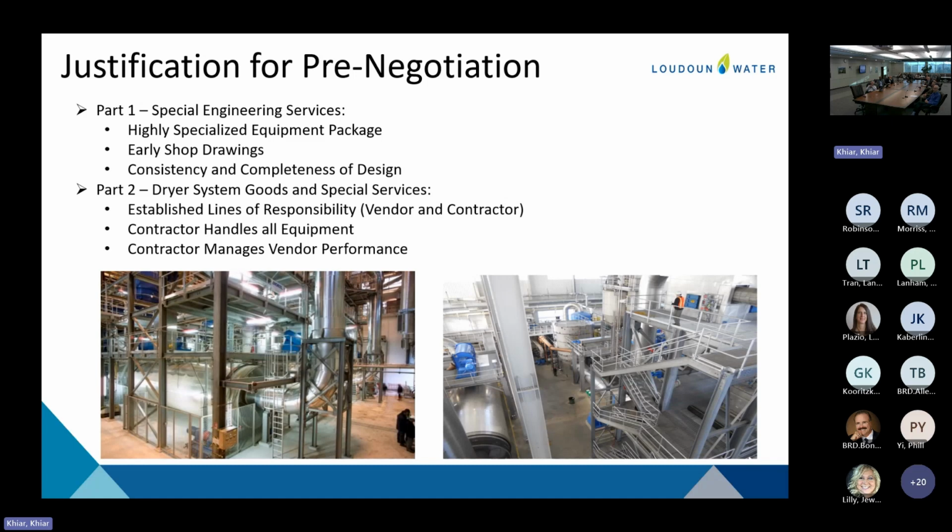With clearly established lines of responsibility between the vendor and the contractor, again, the vendor's providing their smaller design, which folds into the larger project design. We will assign part 2 to the general contractor who's going to build the project. The contractor will handle all the equipment and manage the vendor performance. So they'll be responsible for seeing to it that the equipment is brought to the site, installed, commissioned, and operational before Loudoun Water takes ownership at the very end after substantial completion.